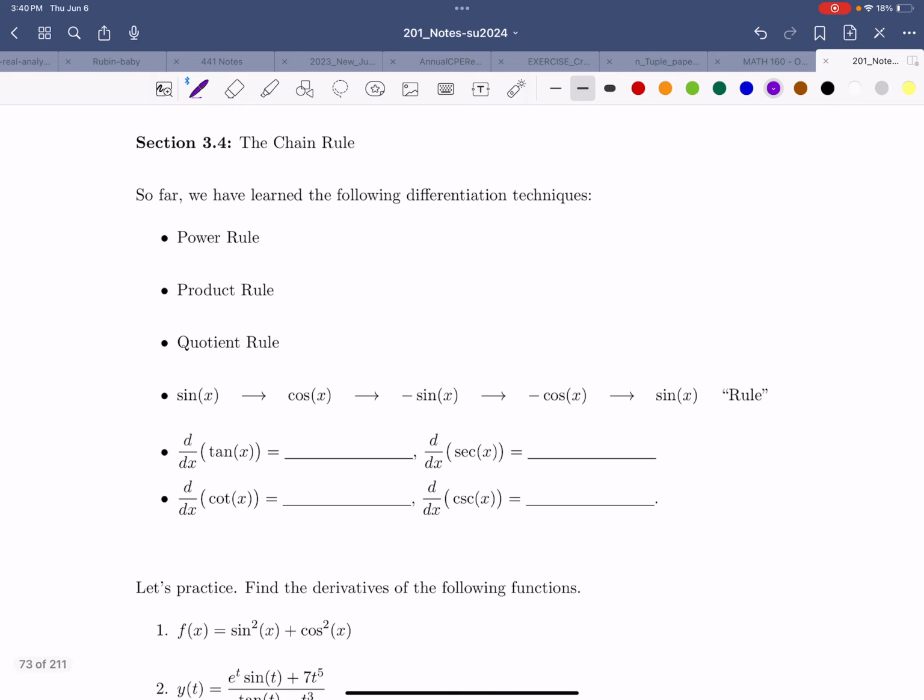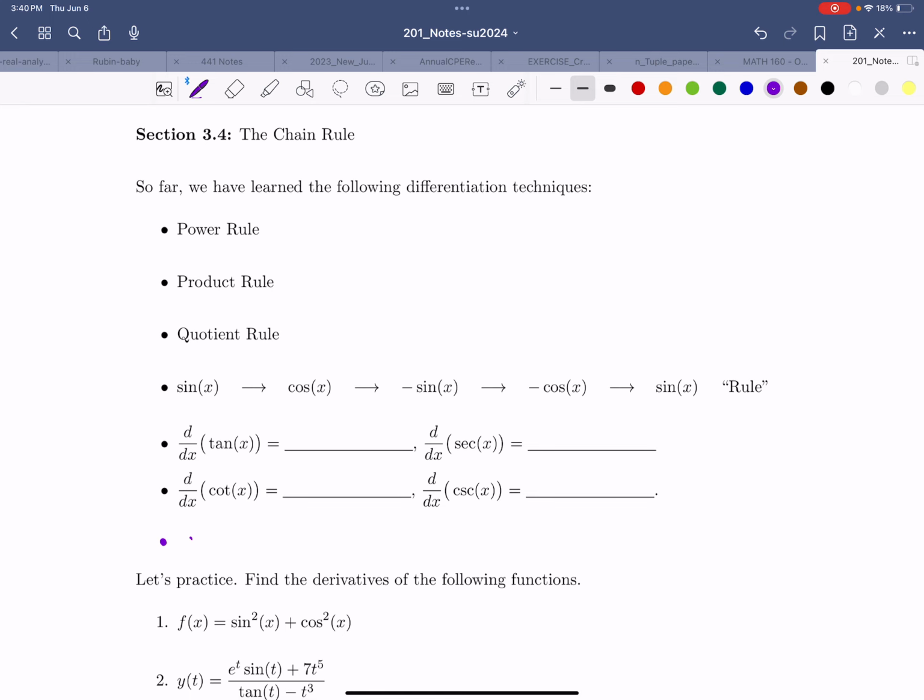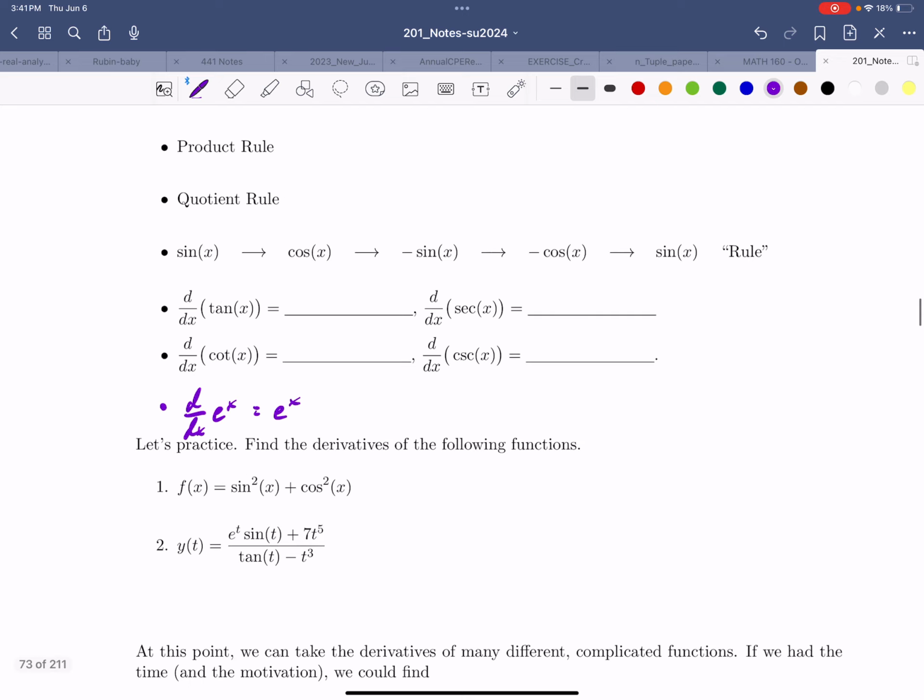We've learned the power rule, the product rule, the quotient rule, trig derivatives. We've also learned that the derivative of e to the x equals e to the x. Nicest thing possible, right? Let's just do a little bit of practice really quickly.